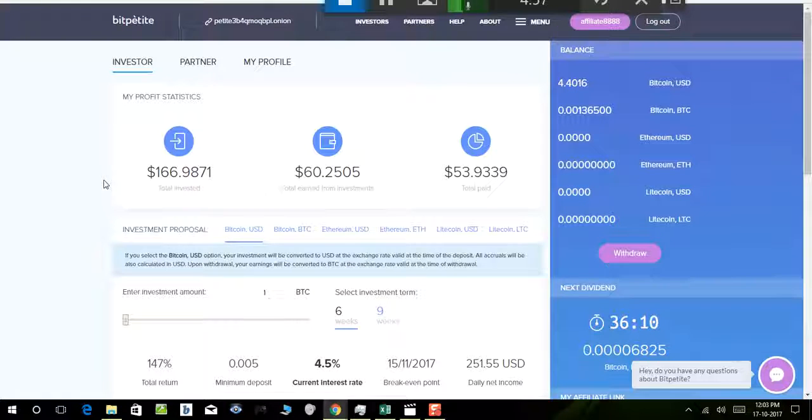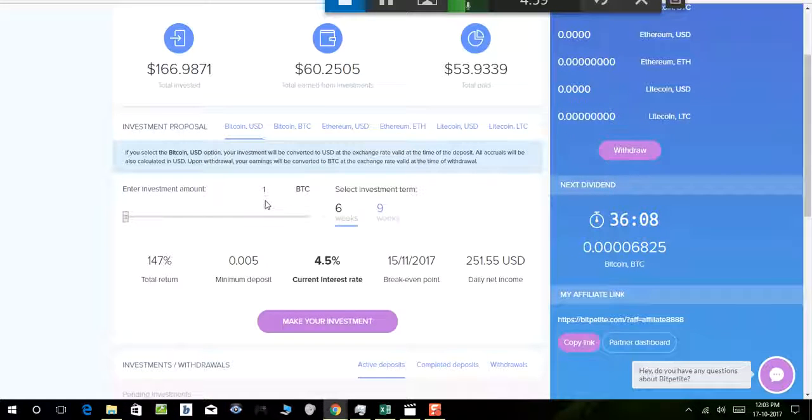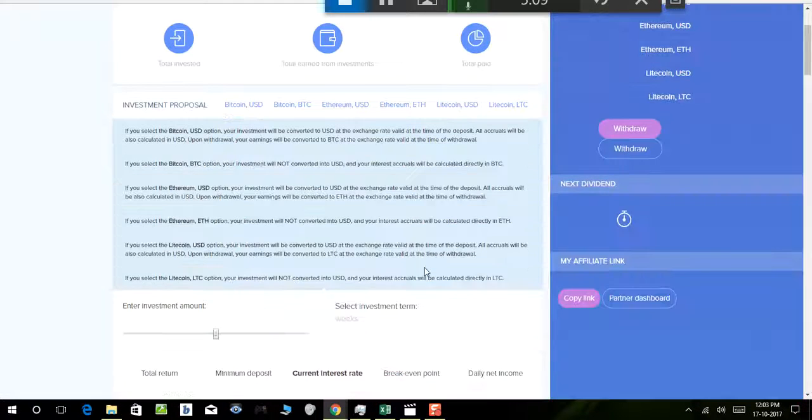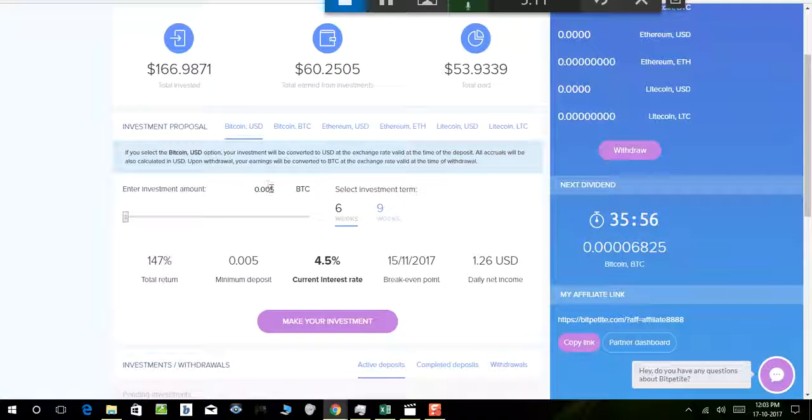I'm going to be putting $5,000 into BitPetite. I am going to be putting one Bitcoin into BitPetite. And this is what happens if you do that. Let's just refresh the page to make sure we're good. Okay. If we put one Bitcoin in BitPetite for the 6 week plan, you're getting $251 a day in USD coming in. Or you could do Bitcoin to Bitcoin and you'll get $251 in Bitcoin.